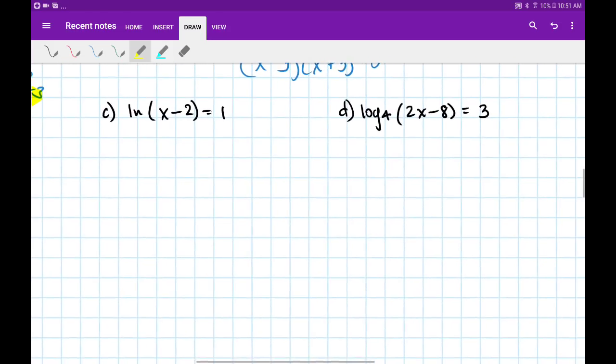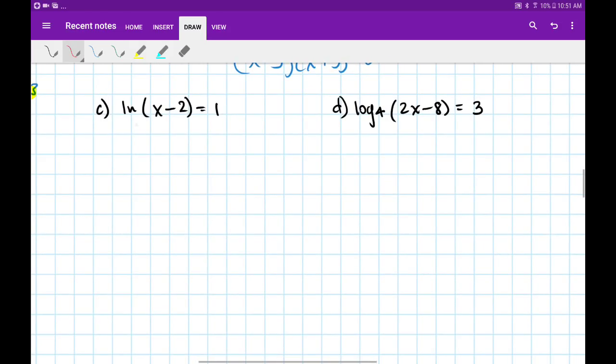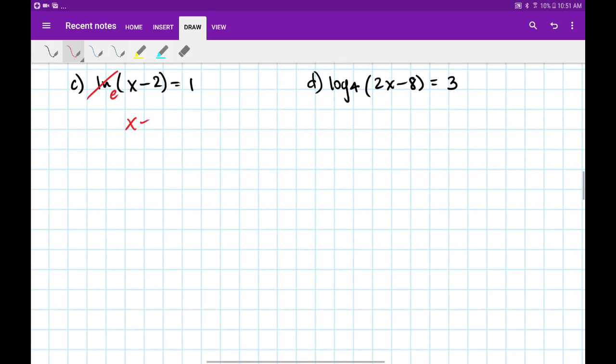Let's look at C now. C has an invisible base that I need to write in, which is e. And now I'm in log form, so I want to go to exponential. So cross out the log, bring down the x minus 2 equals e to the 1. Next step, we're going to get x by itself. So we'll add 2 to both sides. X equals e plus 2. And you know what? Since no calculators are allowed, that is a perfectly acceptable final answer for today.